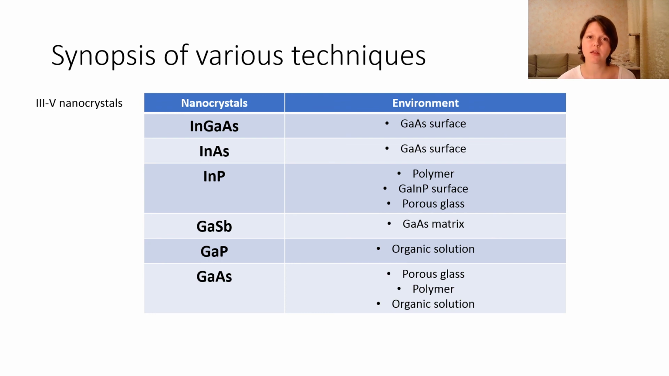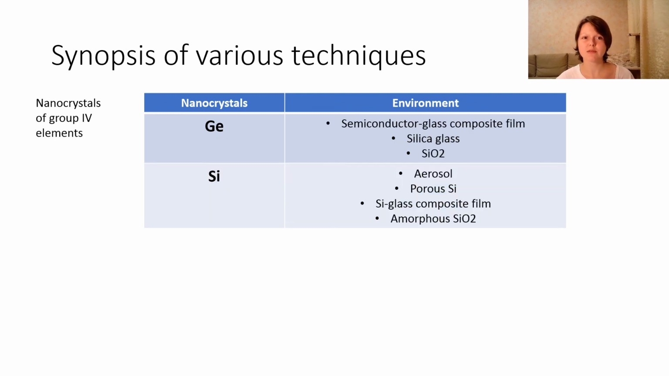And the last most widespread semiconductors, that are nanocrystals of group number IV, germanium and silicon, can be mostly grown based on the silicon oxide amorphous crystallite, silica glass, and silica glass composite films, and also porous silicon.